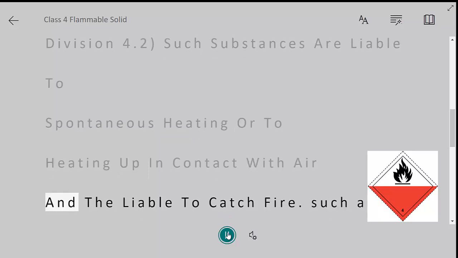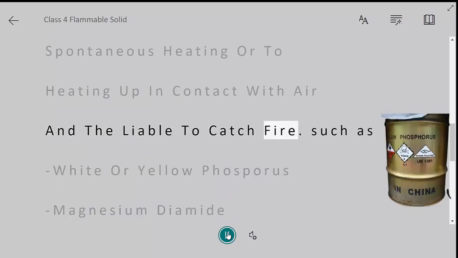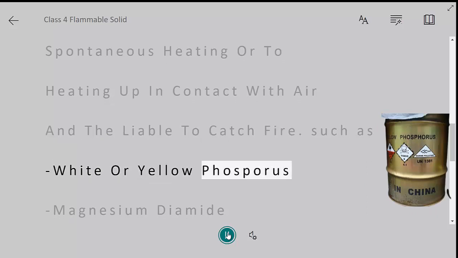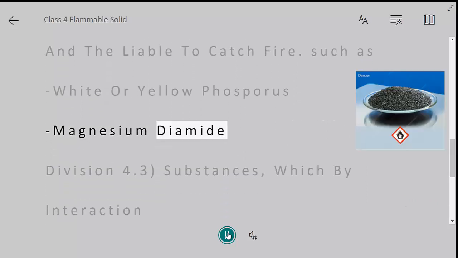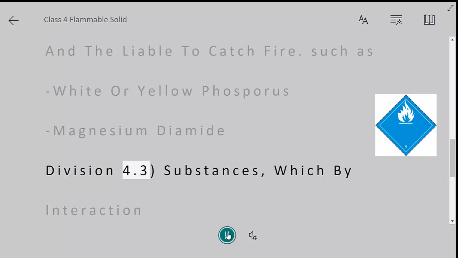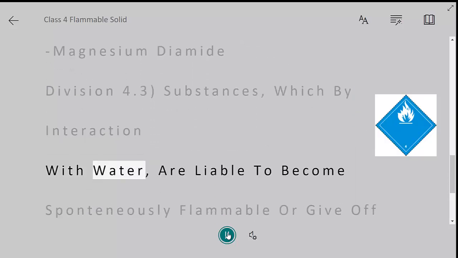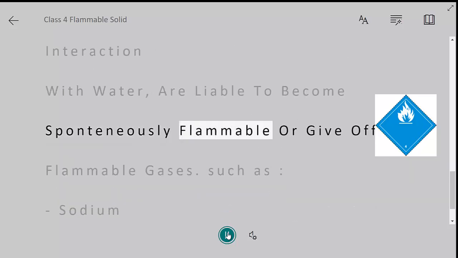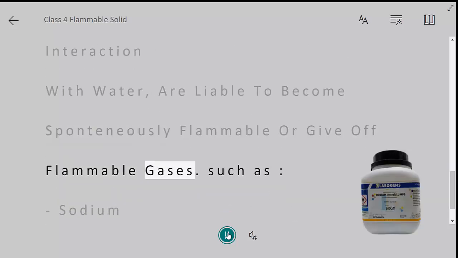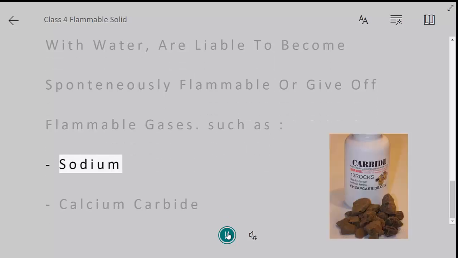Division 4.2, such substances are liable to spontaneous heating or to heating up in contact with air, and are liable to catch fire, such as white or yellow phosphorus, magnesium diamide. Division 4.3, substances which by interaction with water are liable to become spontaneously flammable or give off flammable gases, such as sodium, calcium carbide.